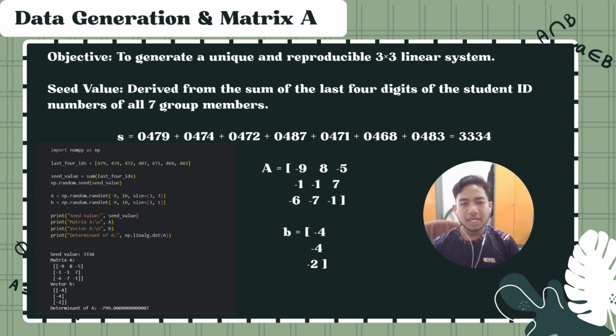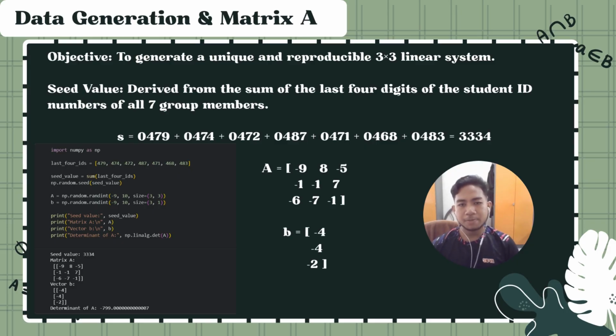To begin our project, we needed to generate a unique and reproducible dataset. We use a seed value derived from the last 4 digits of the student ID numbers of all 7 group members to ensure fairness and transparency. As shown in the slide, by summing these IDs, we calculate a total seed value of 3334. This seed was then used to initialize the random number generator in Python using the NumPy library.